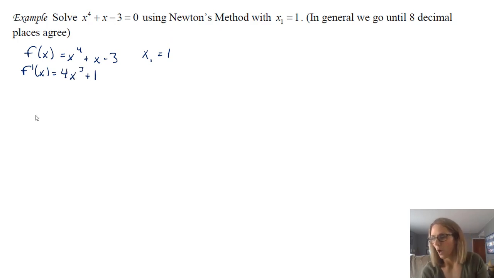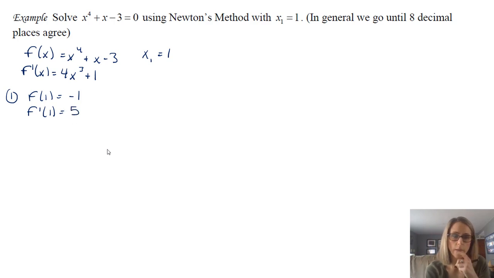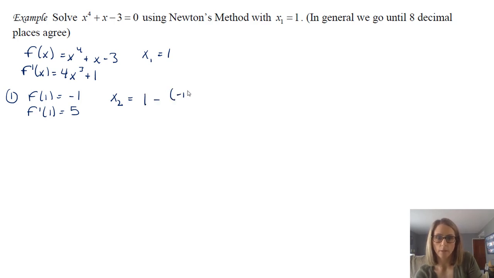Remember to pause anytime. Okay, so the first iteration is simply going to be: we need f of x sub 1, and as we already said, that's going to be -1. We need f prime of 1, which we can see is going to be 5, so just putting that into our derivative. And then we are able to use Newton's method, which says that x sub 2, the next closest value that we believe is the root, is simply our x sub 1 minus f of 1 divided by f prime of 1.